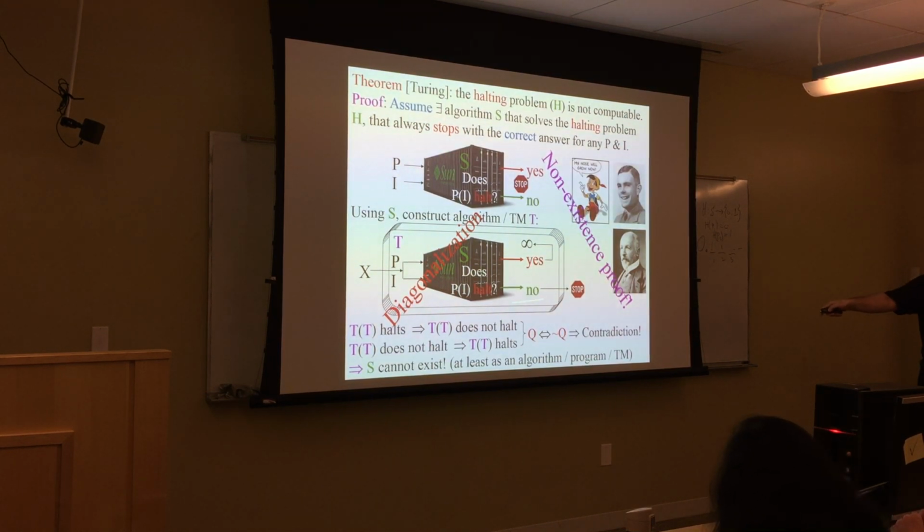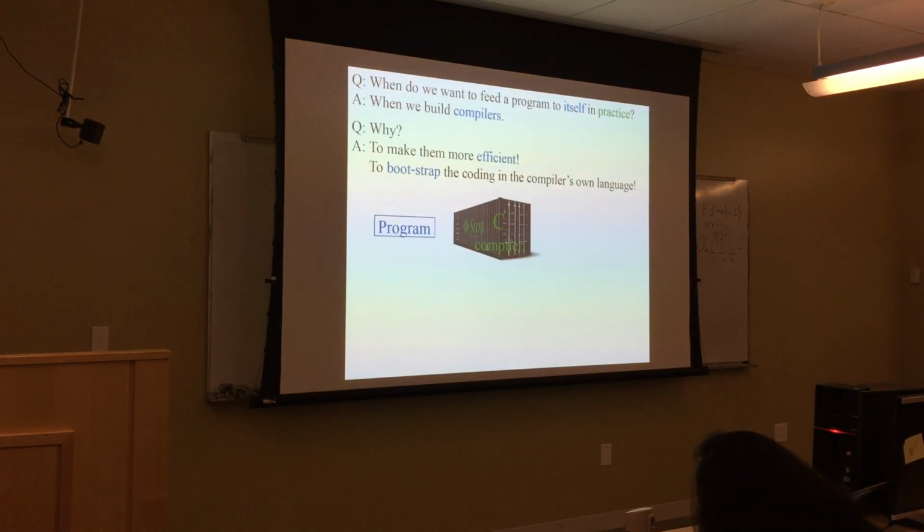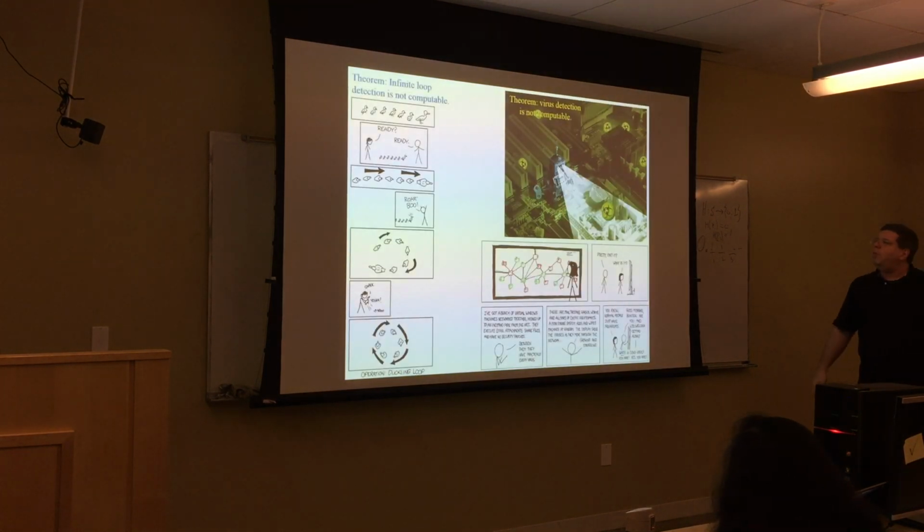So I want you to know that feeding something to itself is not just something weird that we do for the purposes of this proof. It happens in real life. In practical situations, you want to do that. That's what I'm saying there. Okay. More subtleties. Basically the bottom line is that infinite loops are arbitrarily hard to predict.